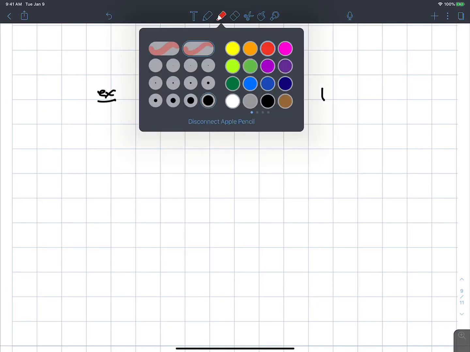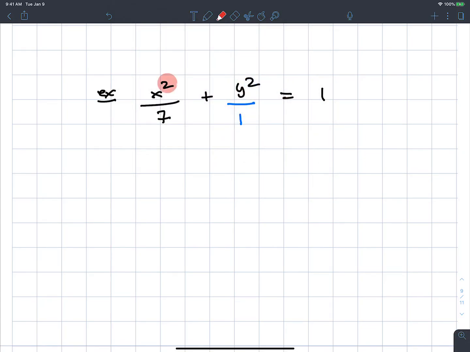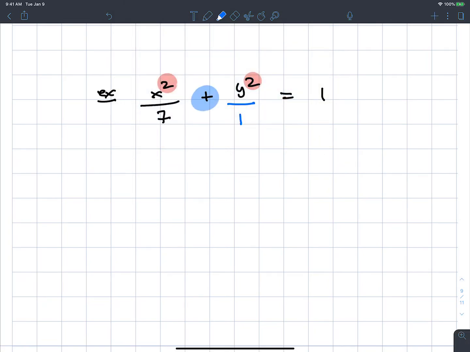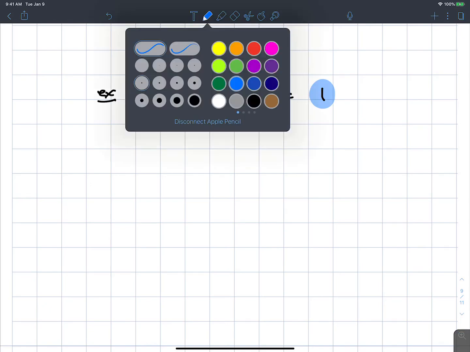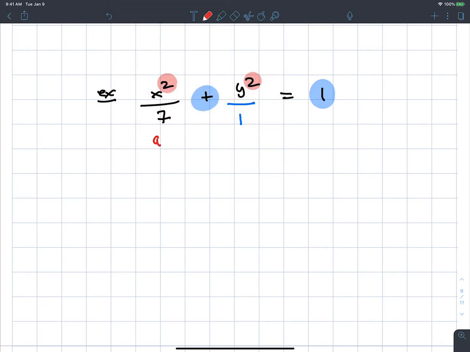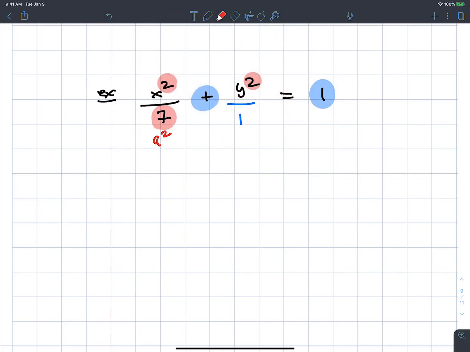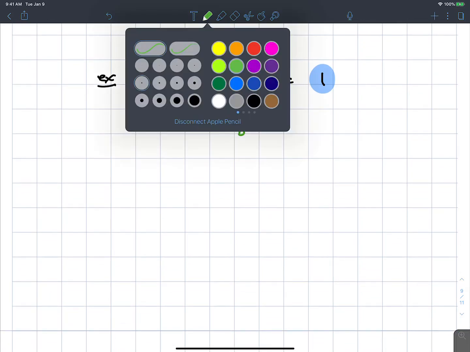Now, remember, you have x to the second power, y to the second power. It's plus, and it equals 1. This is an ellipse. It's just that here's my a squared. My a squared is going to be the value 7. And in green, I got my b squared here, and that's going to be 1. So it looks like a tricky question.